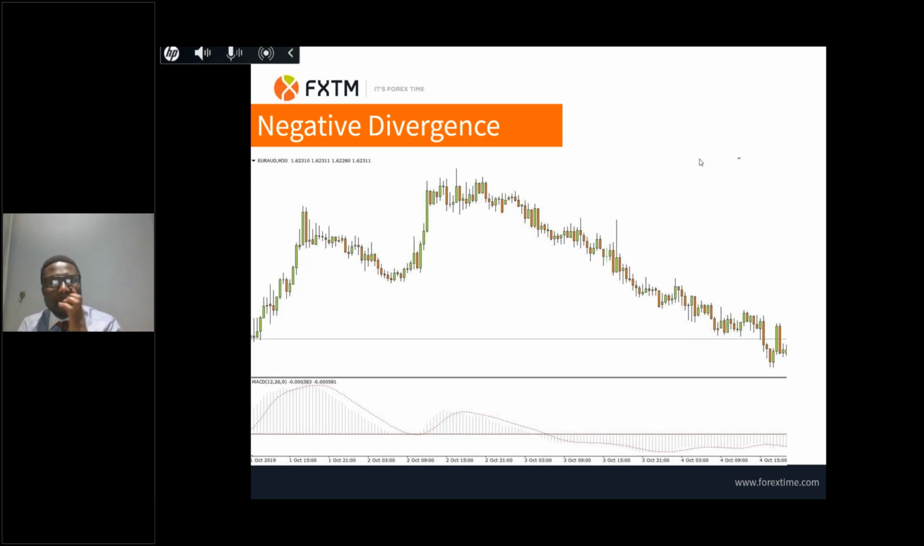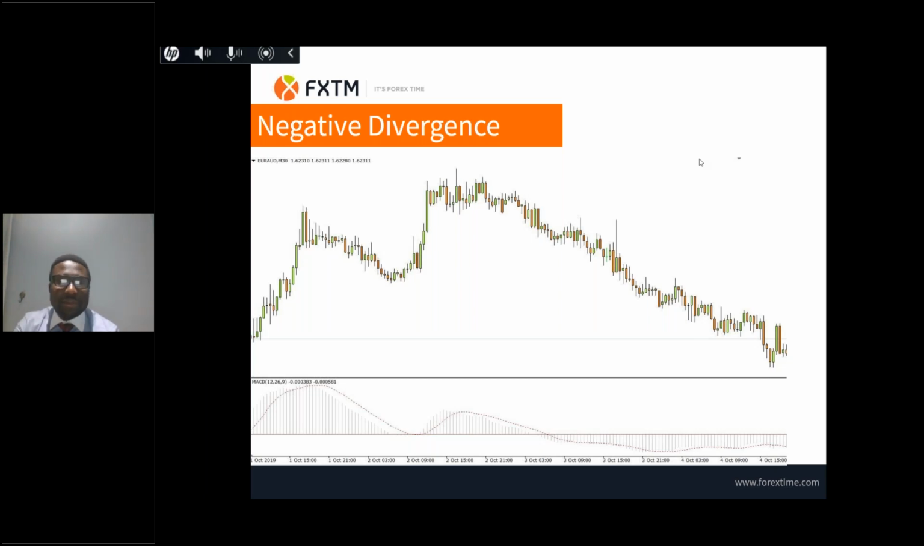The negative divergence, like I said, is a divergence where the indicator, this time around MACD, is losing value while the price is rising in value. The negative divergence is often spotted in an uptrend. And how do we consider the negative divergence? We look at the successive highs of price.